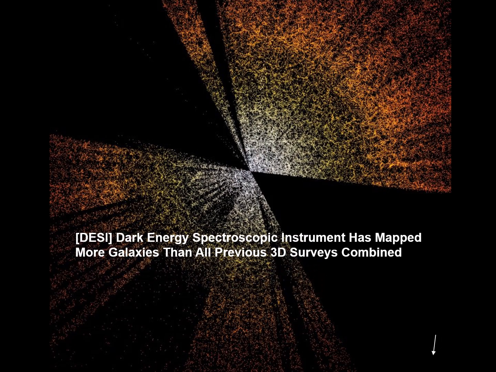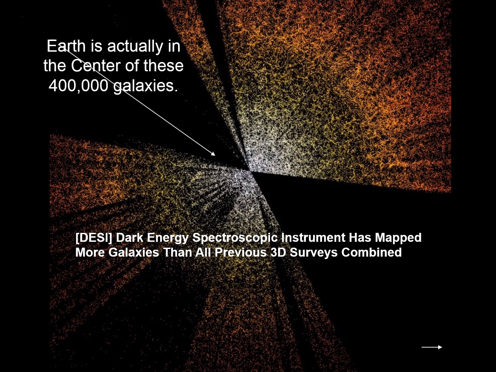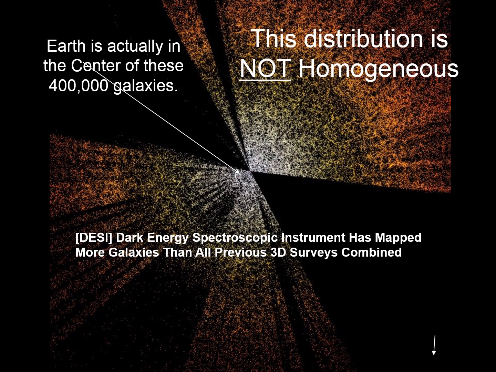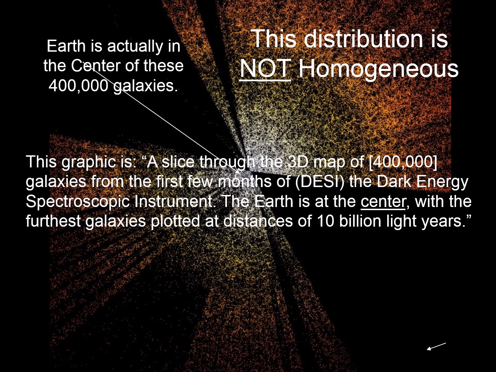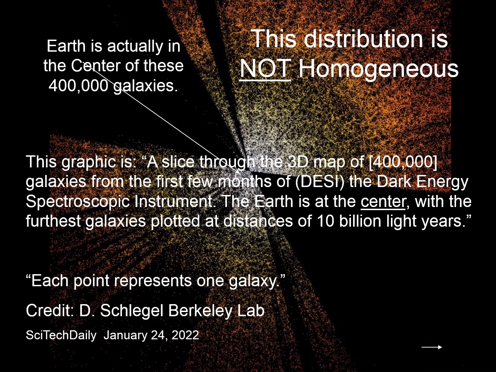This is that DESI picture graph taken by the Dark Energy Spectroscopic Instrument, which up to now has mapped more galaxies than all previous 3D surveys combined. Earth in the Milky Way galaxy is actually in the center of these 400,000 galaxies. This distribution is definitely not homogeneous.